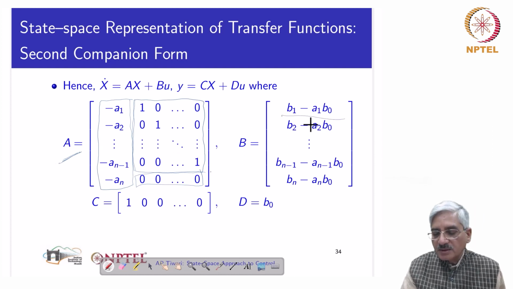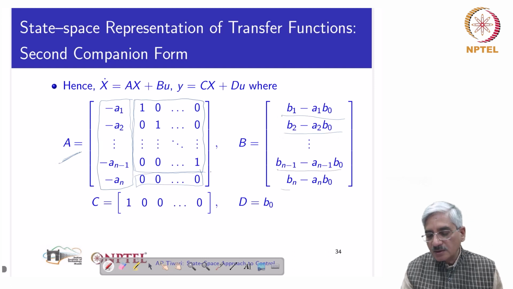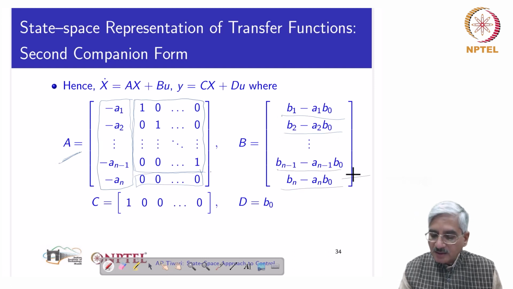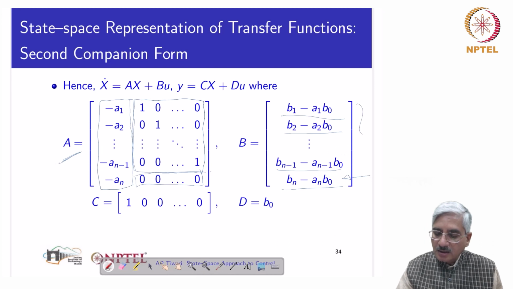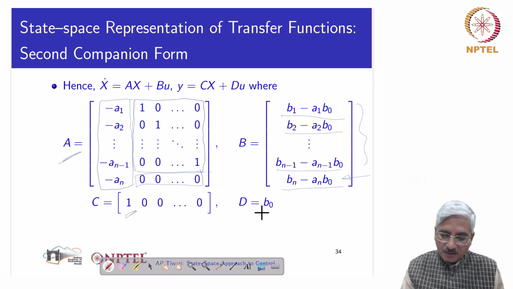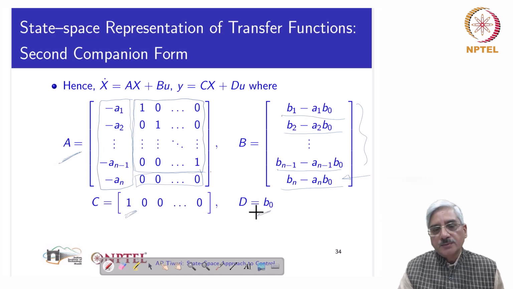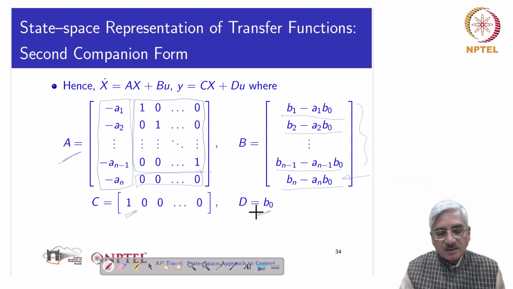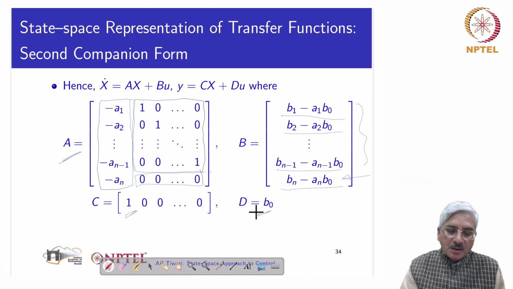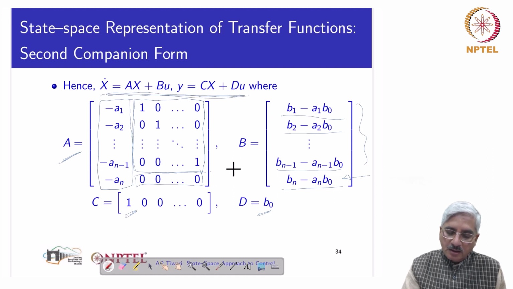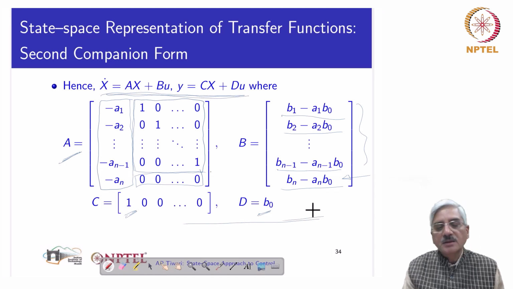B matrix of course is different. In the B matrix in the first companion form, only the last entry was non-zero and all other entries were 0. Here all entries are non-zero. C matrix is identical, D matrix is b0. So we have represented the general nth order system given by the transfer function G(s) in the state space representation like this, where A, B, C and D matrices are given here.